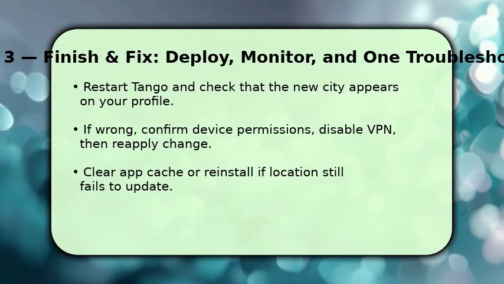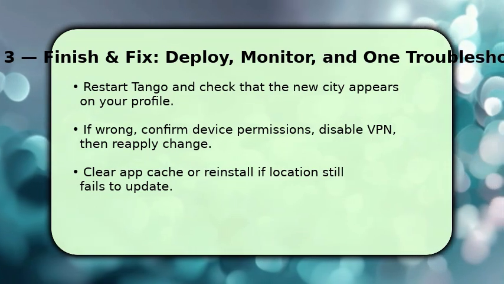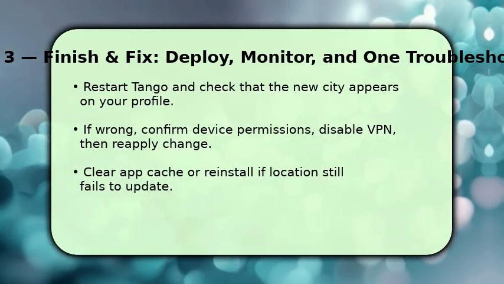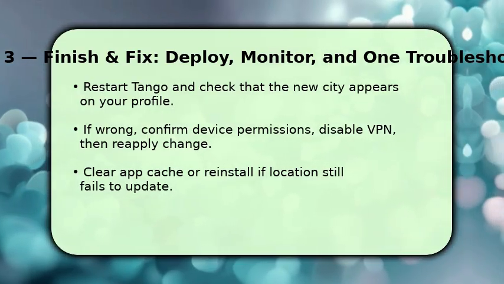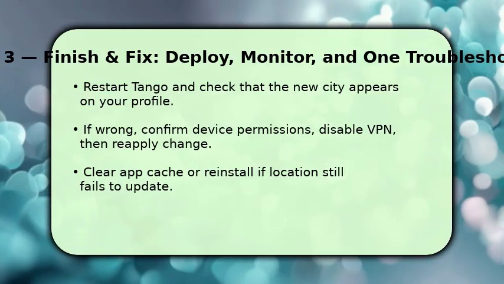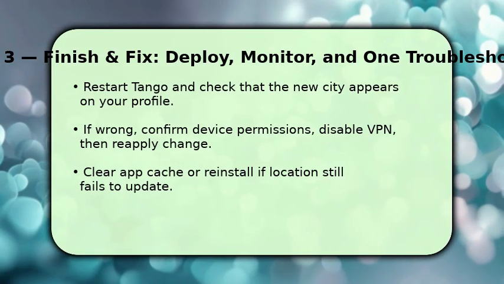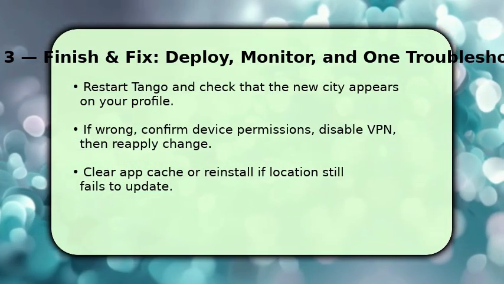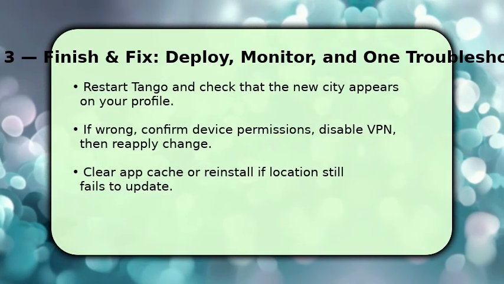Finish by verifying the change. Open your profile and confirm the new city shows up for others. If it doesn't, make sure Tango has location permission, then disable any active VPN or mock location tools because they can block updates. Clear the app cache, force quit, and relaunch. If that fails, sign out and sign back in or reinstall the app.